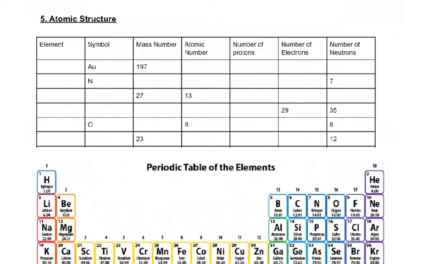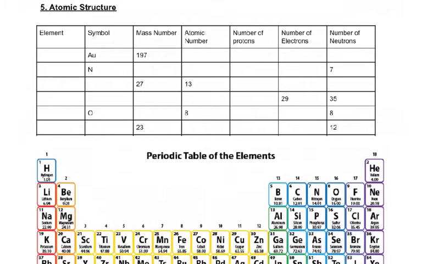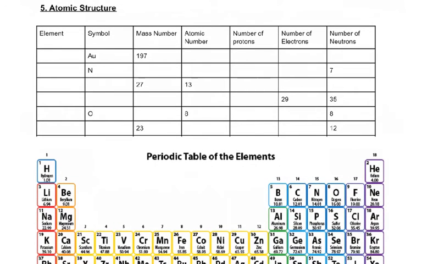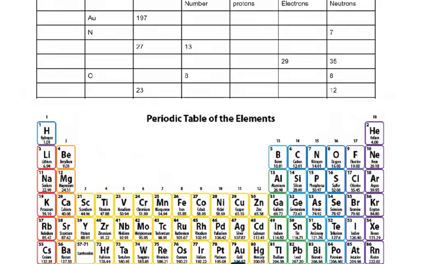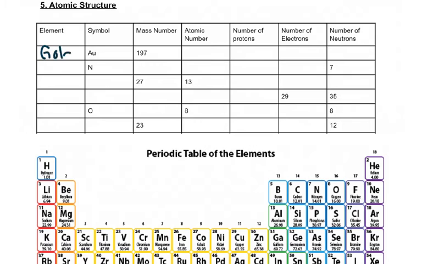Okay, so doing the atomic structure, we do need our periodic tables out. So I have one here down below. Where it says element, we're going to write the name. So AU is right here. The name of AU is gold. So I'm going to go ahead and write that in, gold.